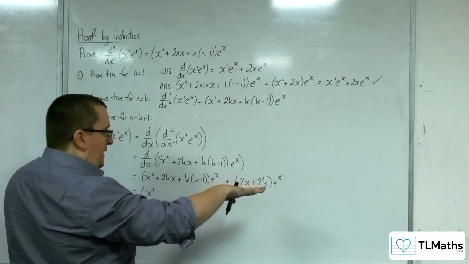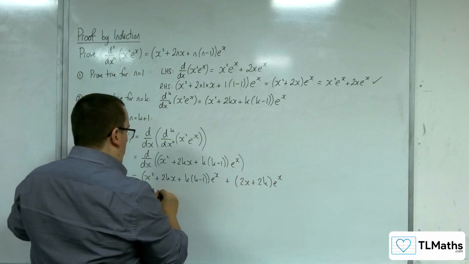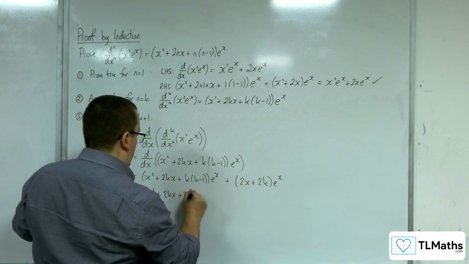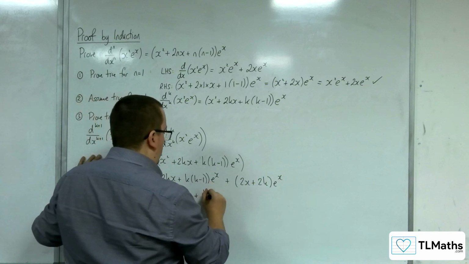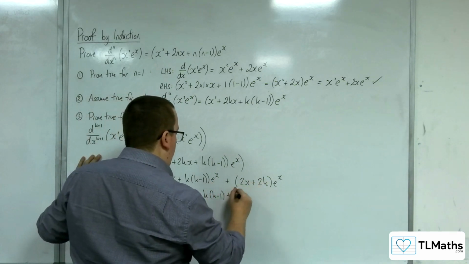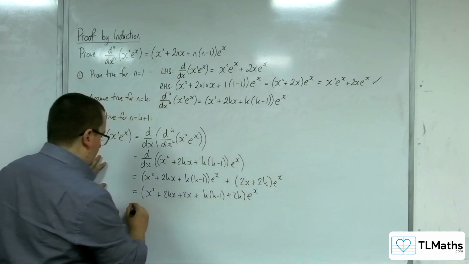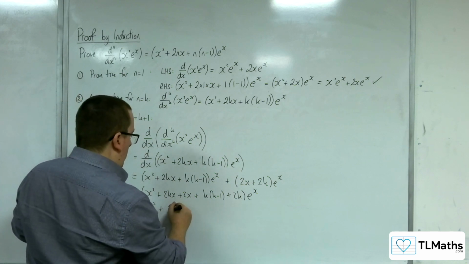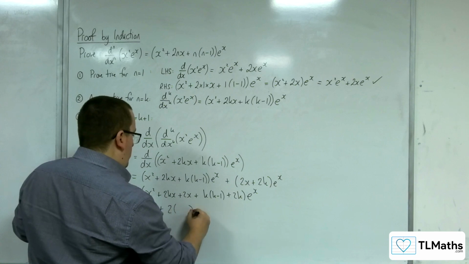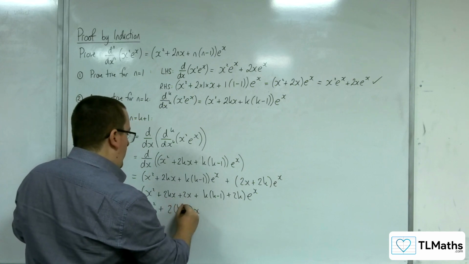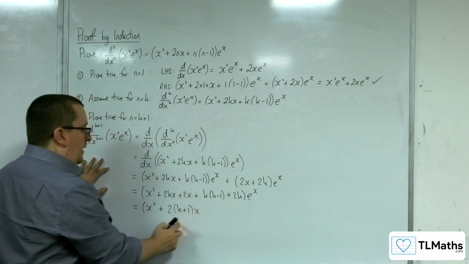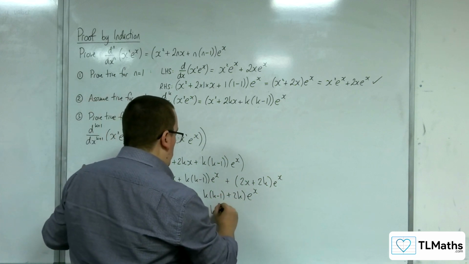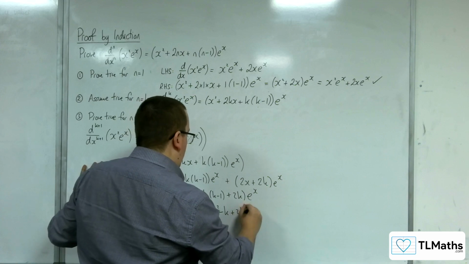So combine, factoring out the e to the x, I've got the x squared plus I've got 2kx plus 2x, plus I've got the k lots of k minus 1 plus the 2k, e to the x. So we've got x squared plus 2 lots of, if I put that in a bracket, x, we've got k plus 1 there, haven't we? 2kx, 2 lots of 1x. Plus, let's multiply this out, so I've got k squared take away k plus 2k, e to the x.